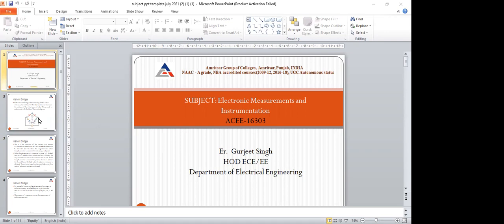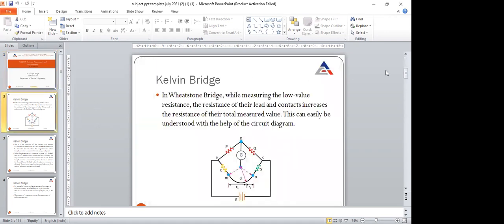Today we will discuss the topic of DC bridges, and the topic is the Kelvin bridge. In this lecture we will discuss the Kelvin bridge, and then we will discuss the Maxwell bridge. We will discuss the types of AC bridges, that is the Maxwell bridge. We will start with the Maxwell bridge.